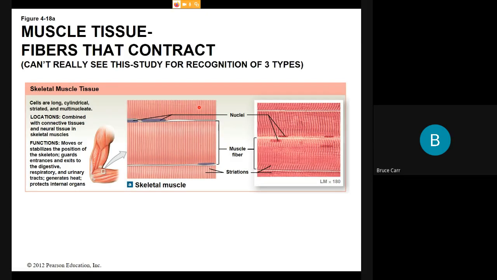Muscle. Our third tissue is muscle. And it's a one-trick pony. Its trick? Movement. We are well aware of thinking of our muscles and our strength as those things that move our body.